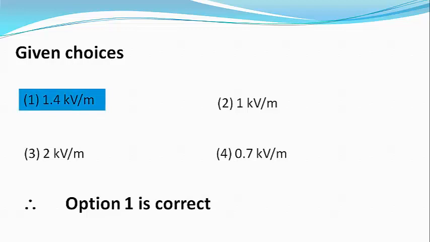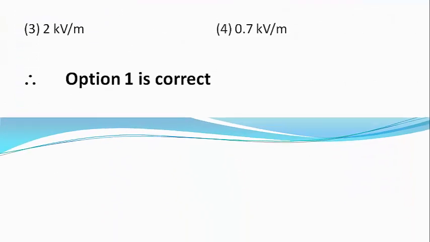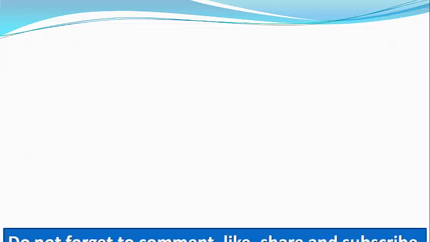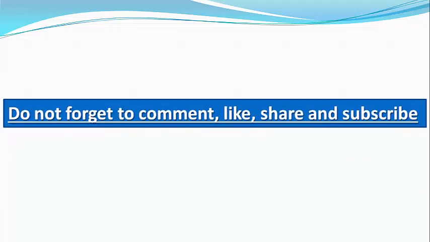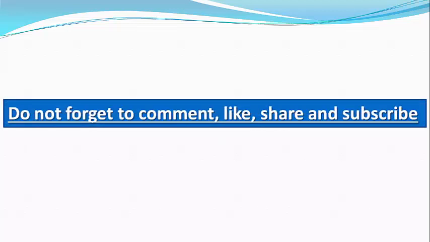Friends, although it's a simple question, I have tried to give you the reason why the total energy is equal to half epsilon naught E naught square into C into A. Please pay attention and try to understand each and every concept in the given question.